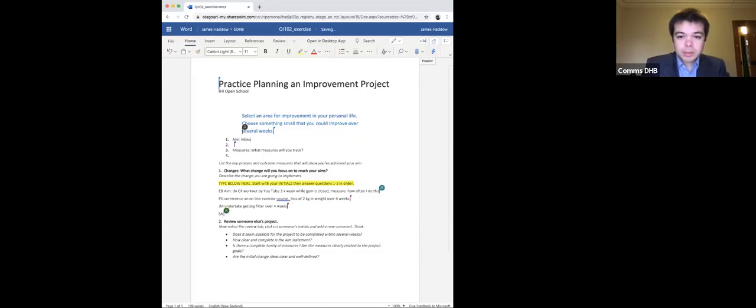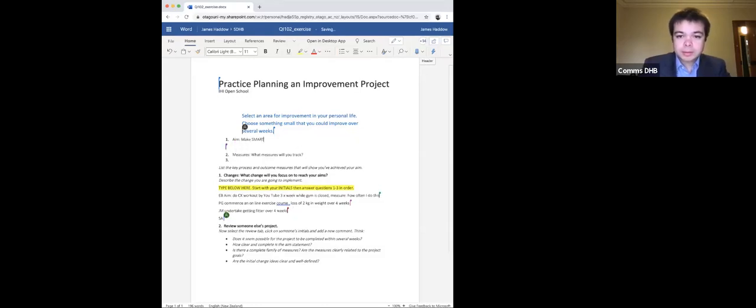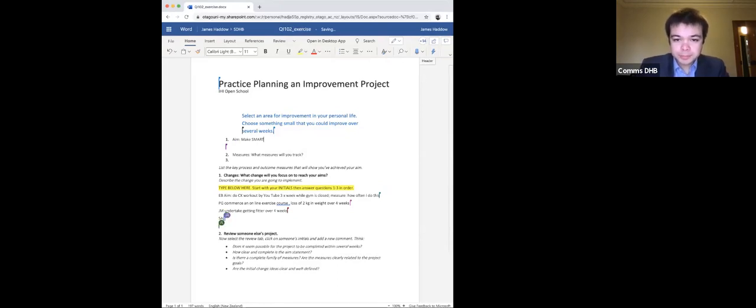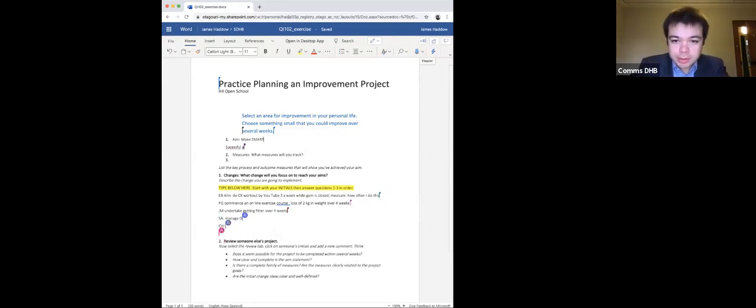Make the aim SMART: specific, measurable, achievable, realistic, and time-bound. And if you could try and type below the highlighted area, that would be great, so that we can keep the questions visible for everybody.